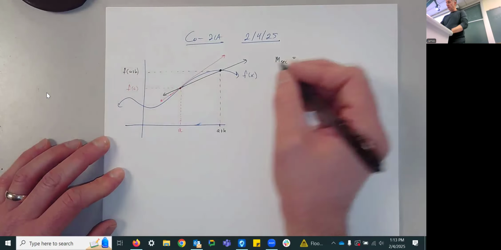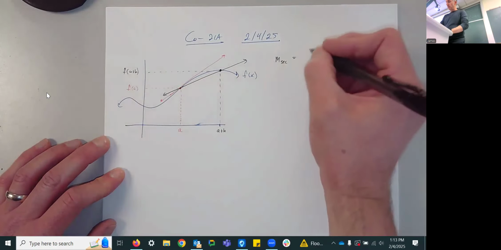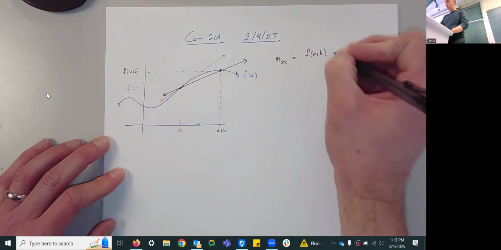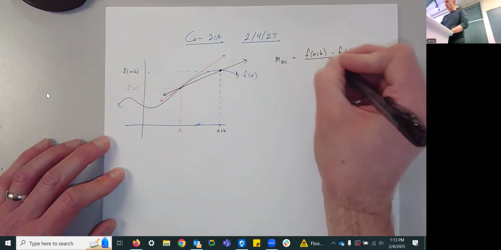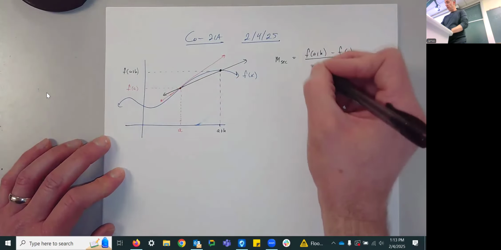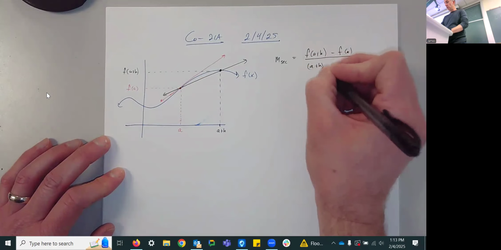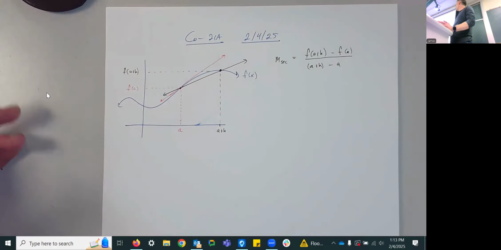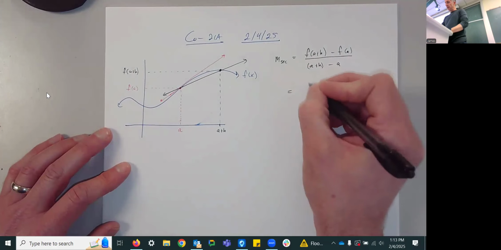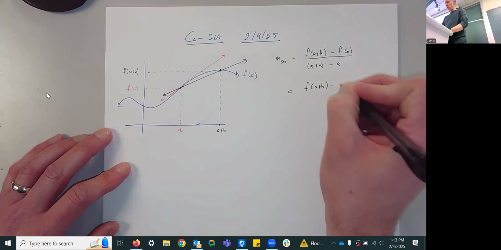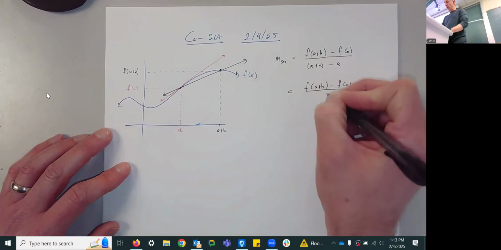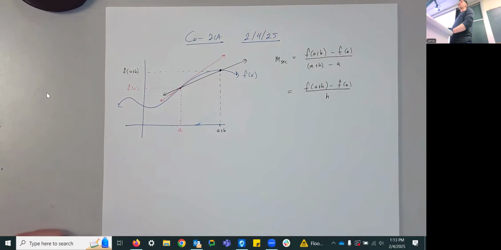So to find the slope of the secant line, it's going to be the difference in the y values, f of a plus h minus f of a, divided by the difference in the x values, which is a plus h minus a. We usually simplify the denominator there and write it as f of a plus h minus f of a, all divided by h. This is also referred to commonly as the difference quotient, right? Because it's the quotient, the fraction of differences.